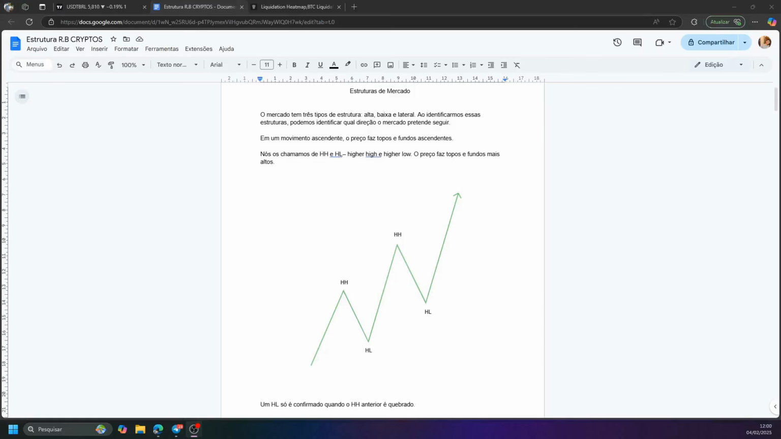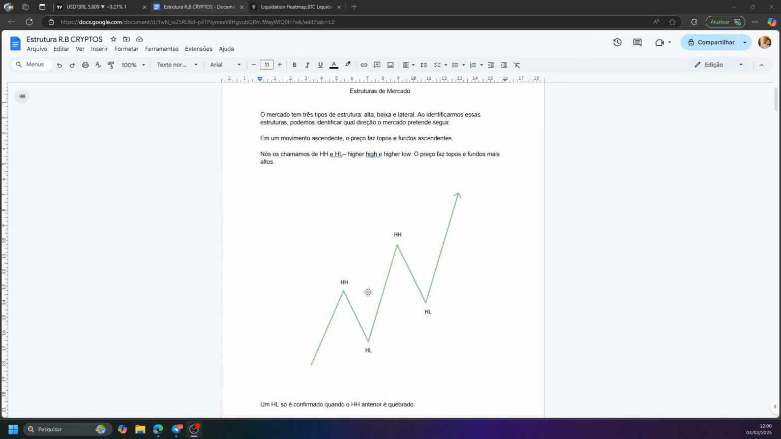We're going to talk about market structure. So it's the basic market structure for us to understand, right? About what the market is and how the market moves, right? So within the financial market, among the assets we trade, we have three types of structures, right?